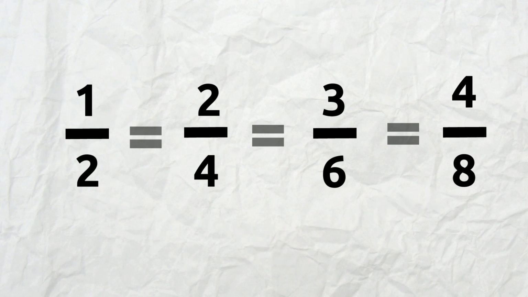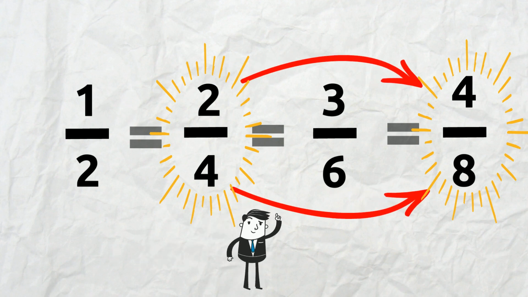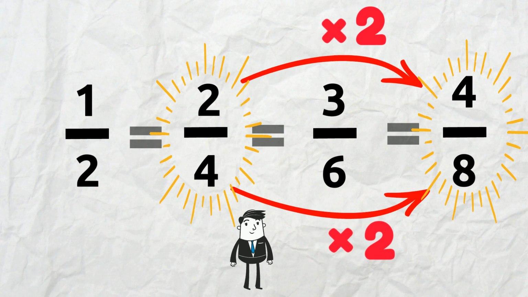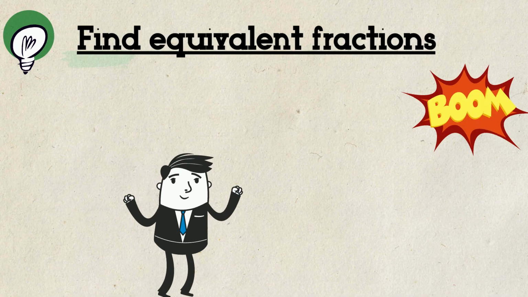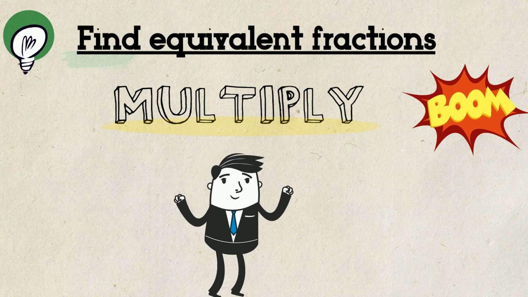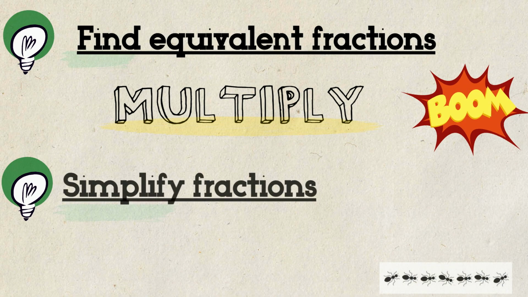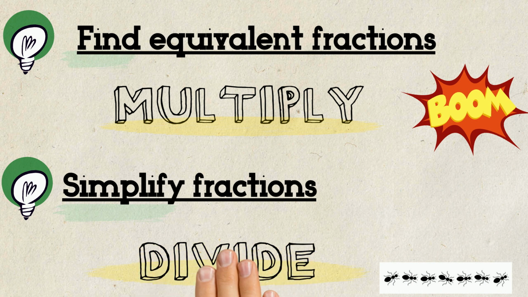Do you realize we can find the third equivalent fraction from the second equivalent fraction? By multiplying the numerator and denominator by 2. 2 times 2 is 4. 4 times 2 is 8. We have learned to find equivalent fractions by multiplying the numerator and denominator by the same number. Let's learn how to simplify fractions by using division.